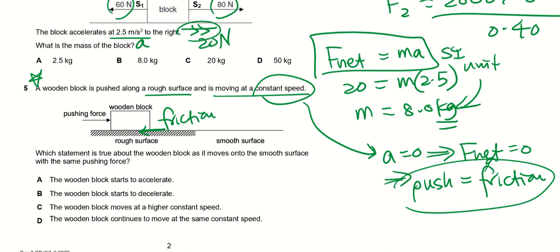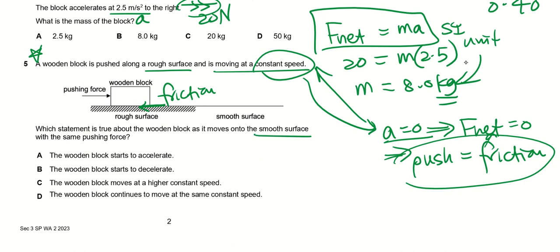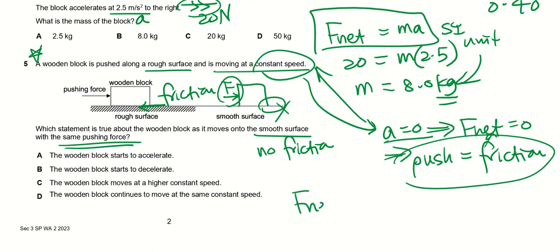And by formula F net equals to MA, my acceleration is 0. That means it must move with constant speed. So now it is moving from rough to smooth. For smooth, there is no friction. Okay, so if there's no friction and the pushing force is the same, so now if I were to draw this here, I have a pushing force here, but the friction is no longer there. So this F actually becomes my F net.